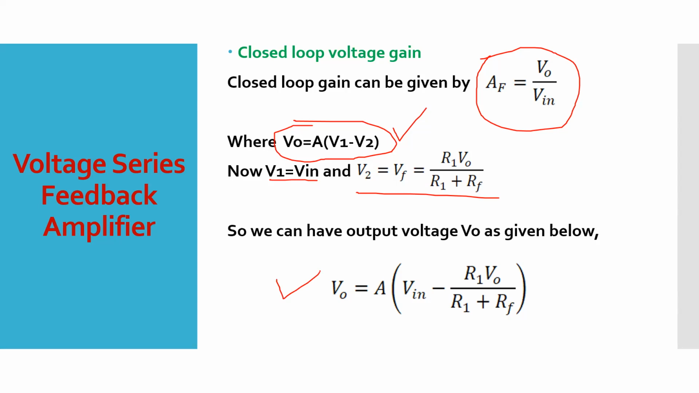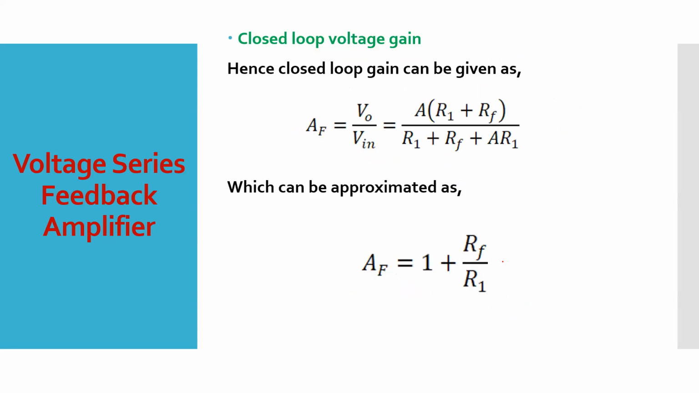Yes, sir. So now what you have to do is, you just need to simplify this equation. When you do the simplification of this equation, what answer will you get? You will get this equation or this formula now. You look at here. AF is equal to V0 by Vin, and that will be equal to this equation. How will you get this? Let me tell you. Go back to this slide again.